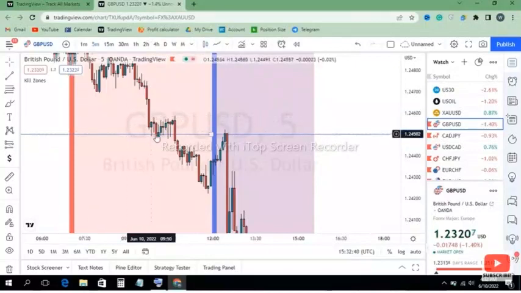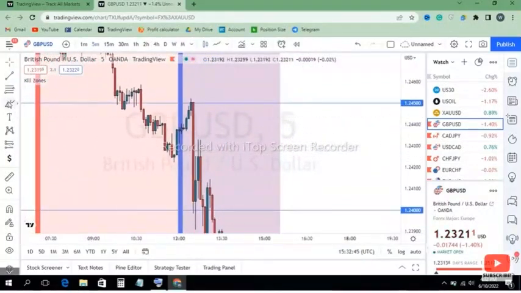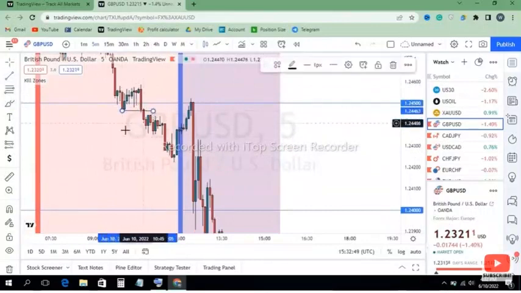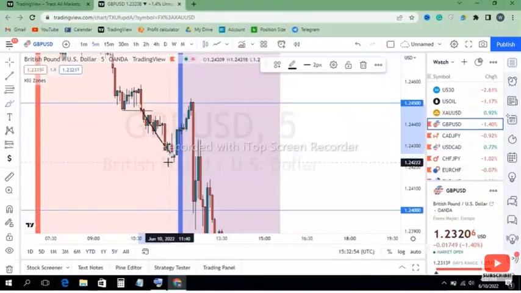This was a clear break of structure to the downside. Then upon seeing this break of structure, the market came back to grab liquidity around this other block right here. Then after seeing that, market dipped all the way down.